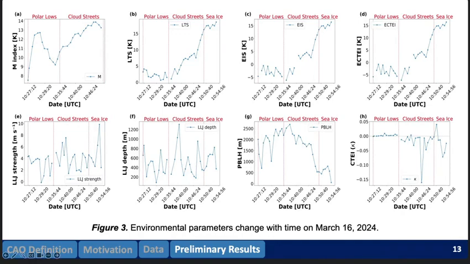complicated. And also, we look at the low-level jet strength and depth. Over the sea ice, we have more low-level jet strength, but during the cloud streets, we have several dropsonde points where it drops. The low-level jet depths are very deep during the cloud streets.